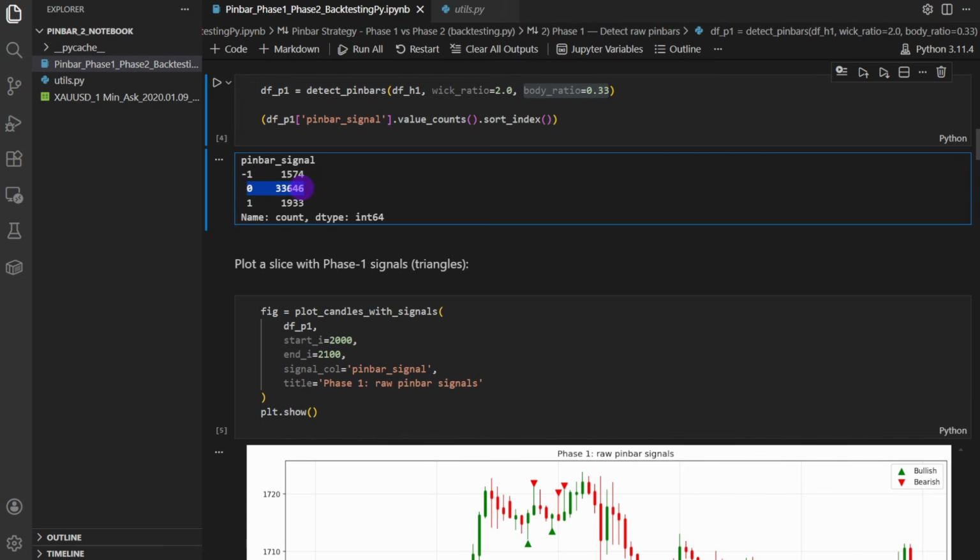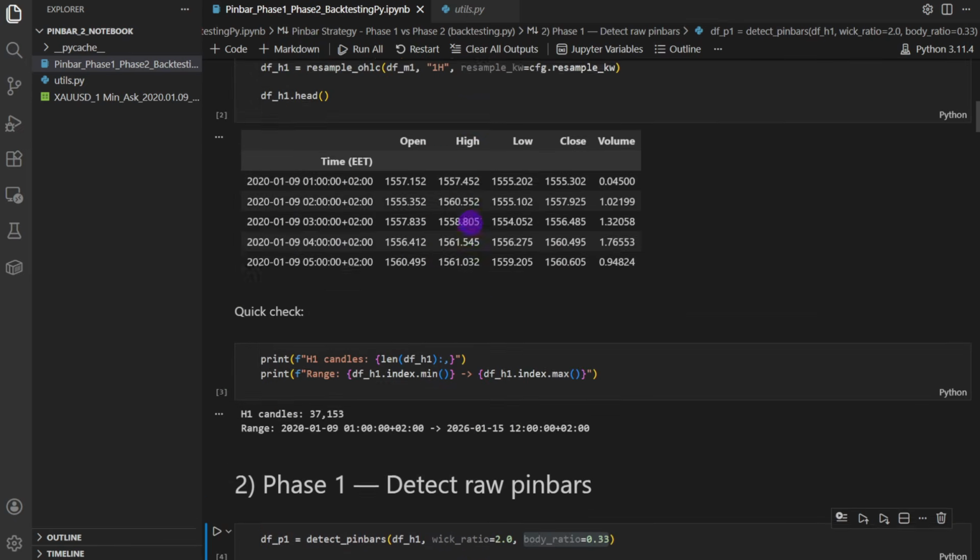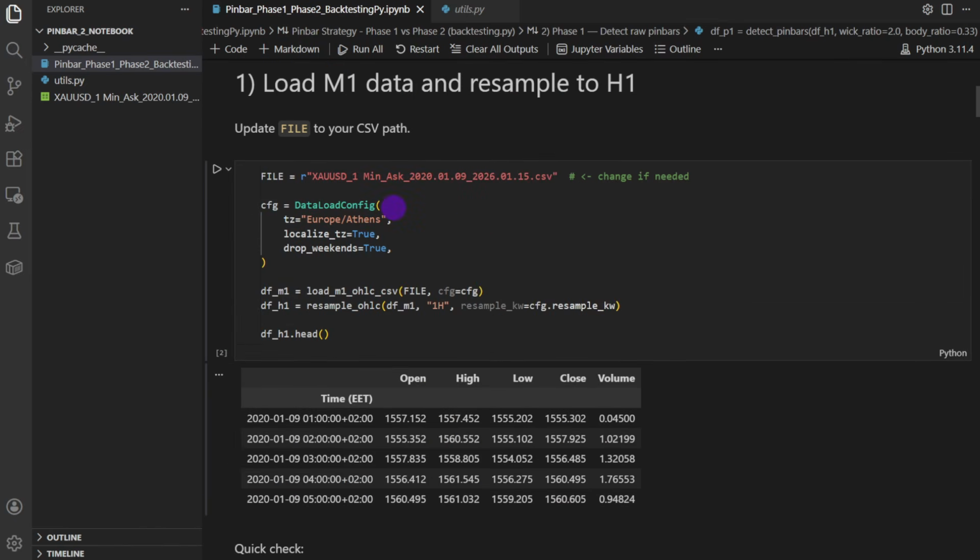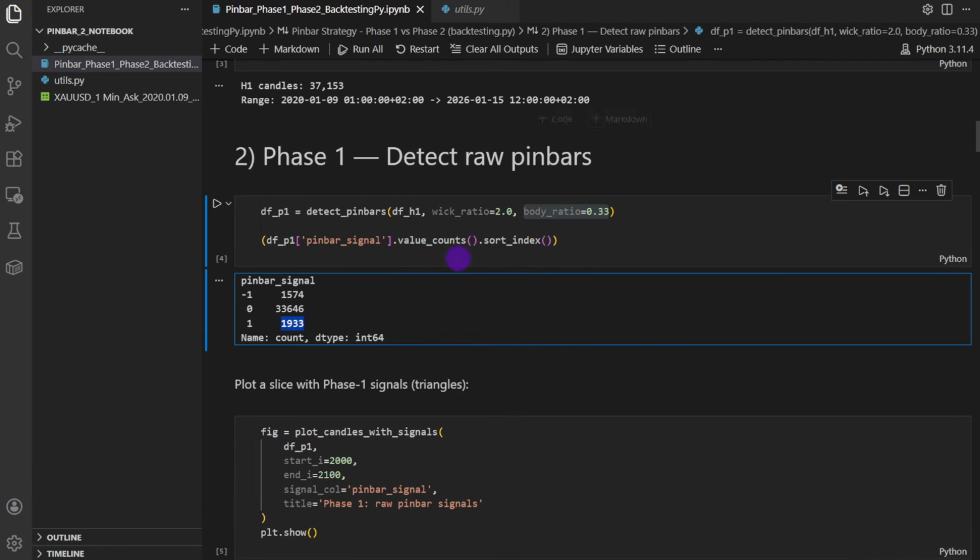0 are normal candles. We can see that we have 1,500 bearish signals and almost 2,000 bullish signals, which is normal because in the last 6 years, gold was actually climbing, so the price was going up. And this is the first indicator that these rejection candles are correlated with the overall direction of the trend, simply because in this case, we have a bit more, like 25% more, bullish rejection candles.